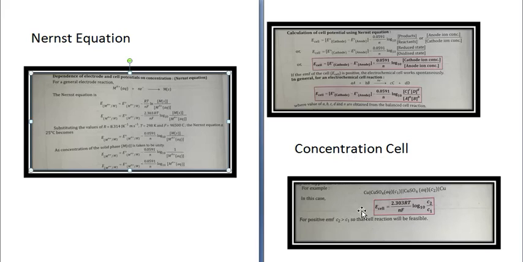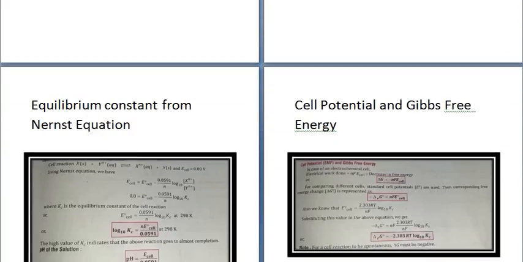In this case EMF of cell E cell will be equal to minus 2.303 RT upon nF log to the base 10 C2 upon C1. Now for positive EMF, it implies that if the value is positive then C2 will be greater than C1, so the cell reaction will be feasible. Okay, so this is the concentration cell. Numericals are asked from this chapter for calculating the EMF or E cell.